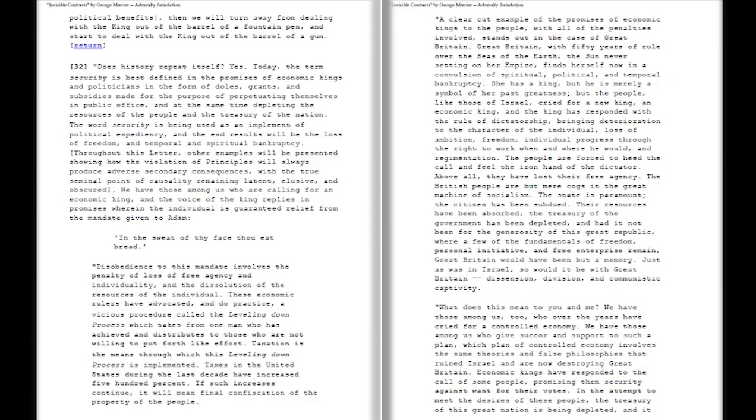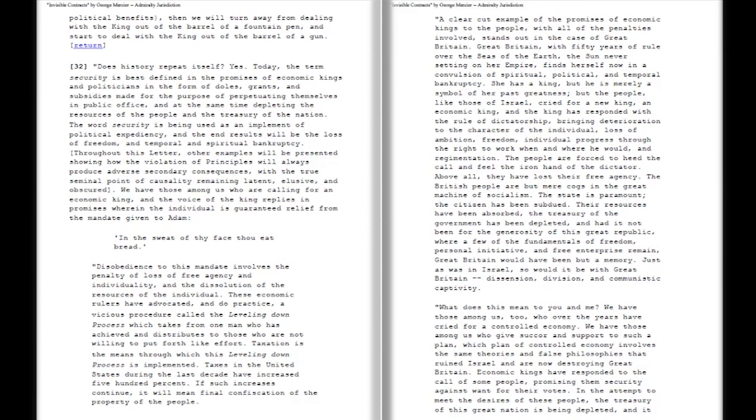The people are forced to heed the call and feel the iron hand of the dictator. Above all, they have lost their free agency. The British people are but mere cogs in the great machine of socialism. The state is paramount. The citizen has been subdued. Their resources have been absorbed. The treasury of the government has been depleted, and had it not been for the generosity of this great republic, where a few of the fundamentals of freedom, personal initiative, and free enterprise remain, Great Britain would have been but a memory. Just as was in Israel, so would it be with Great Britain. Dissension, division, and communistic captivity.